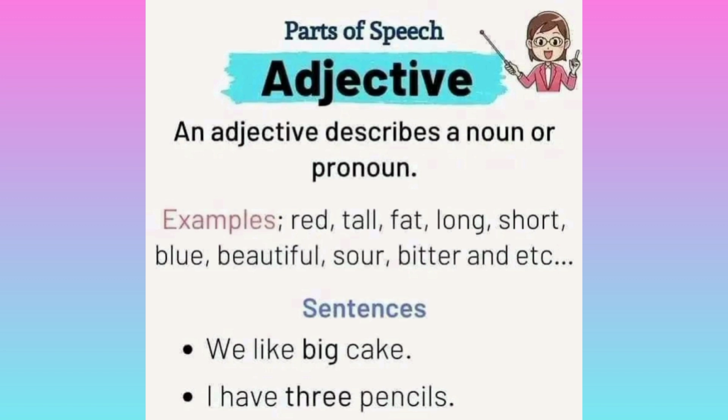Adjective. An adjective describes a noun or pronoun. For example, red, tall, fat, long, short, blue, beautiful, sour, bitter, etc. Sentences. We like big cake. I have 3 pencils.